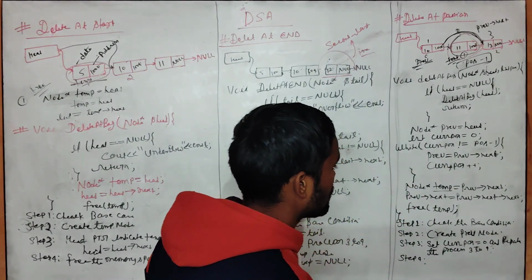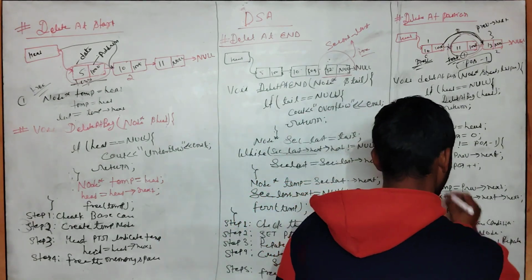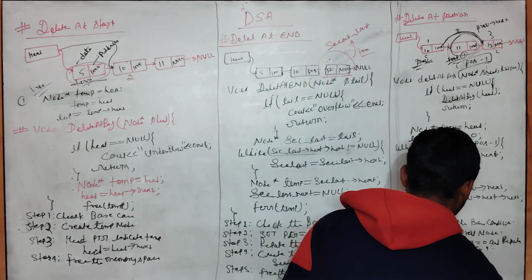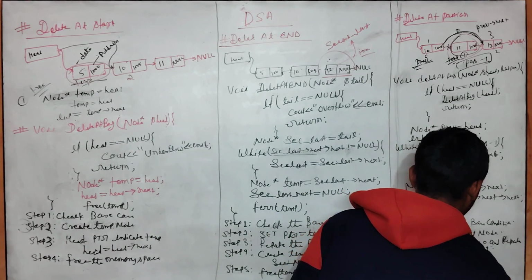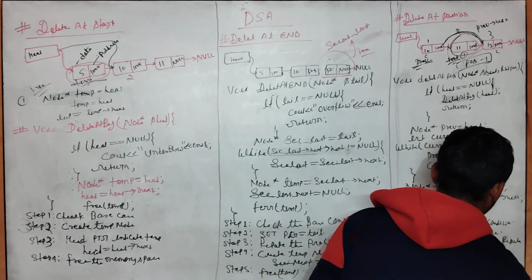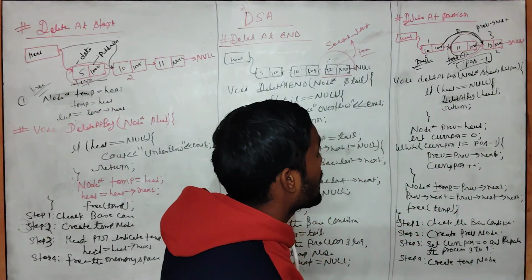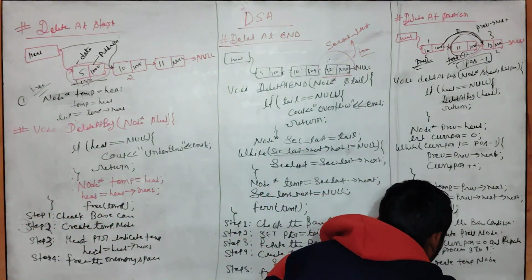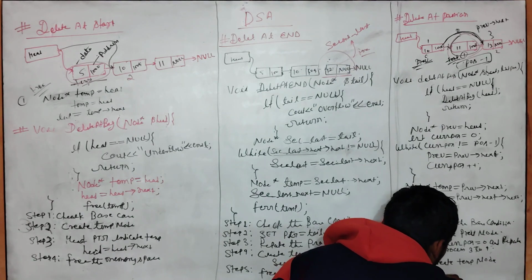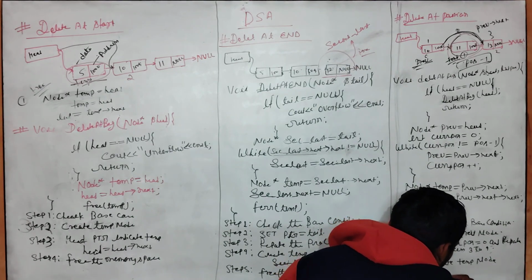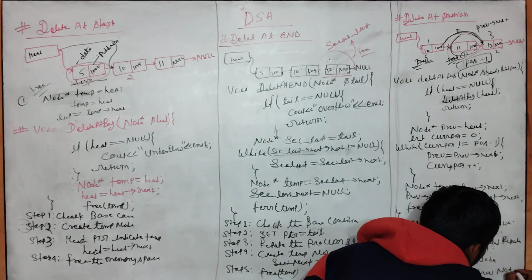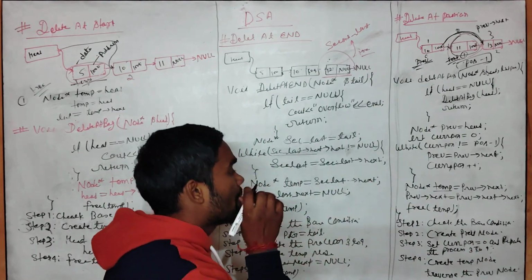Step 4, simply create one temporary node. You need to create one temp node, and the temp node will traverse the previous of next. Okay, you need to traverse and simply write here: traverse the prev node. Fine, traverse the previous node.